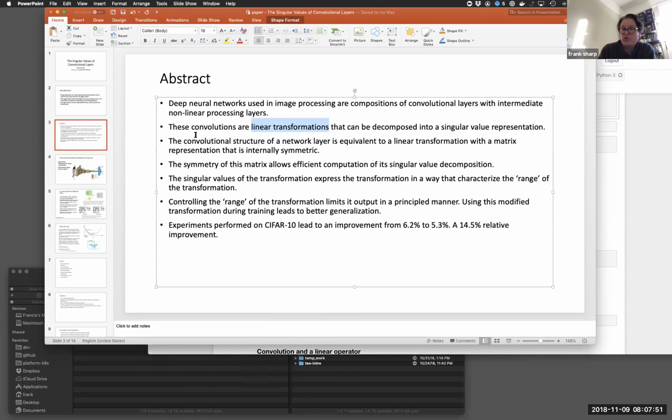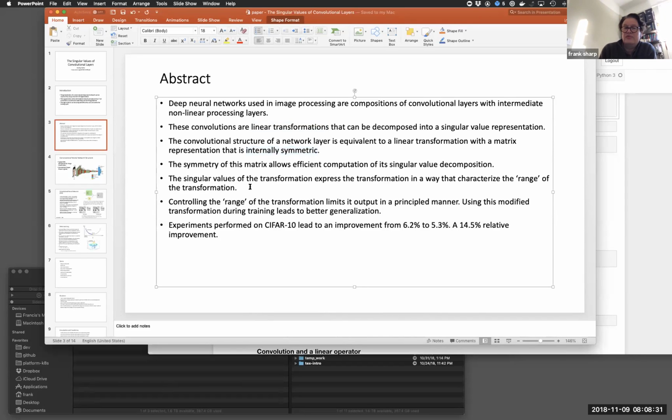So the convolutional structure of a network layer is equivalent, as I've just said, to a linear transformation with a matrix representation. But it's a special matrix. It has internal symmetries to it. It's not a symmetric matrix in the linear algebra sense, but there are internal symmetries that are very important that we can take advantage of. So the advantage of having this symmetry in the matrix is efficient computation of the singular values.